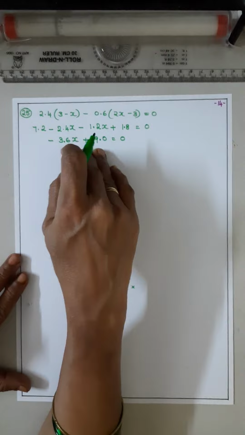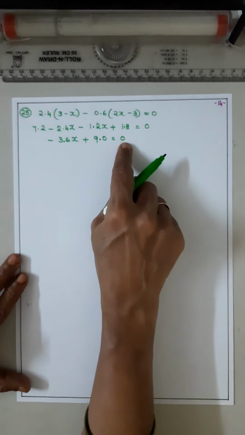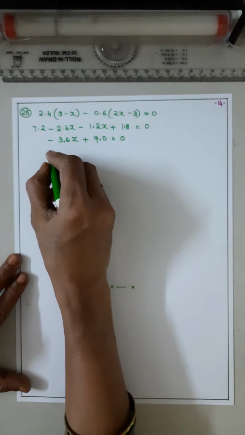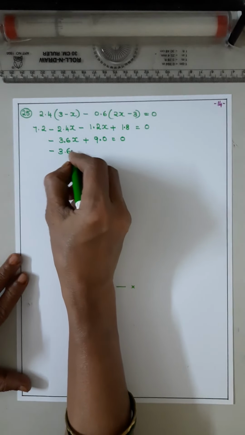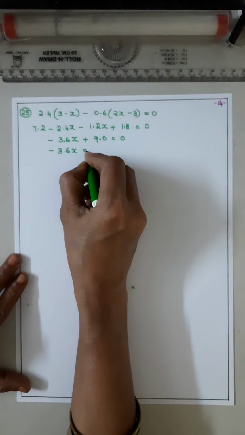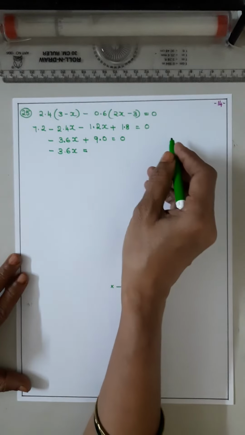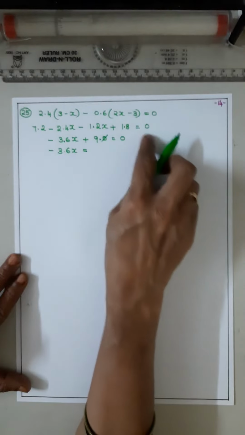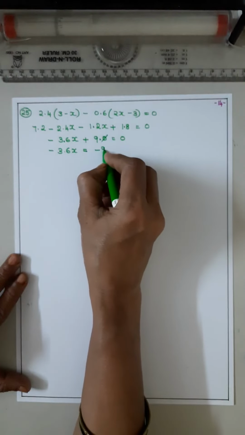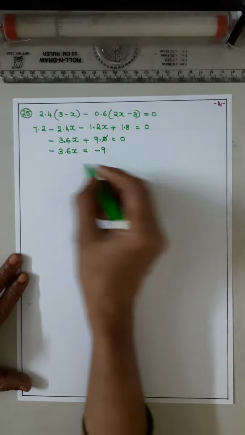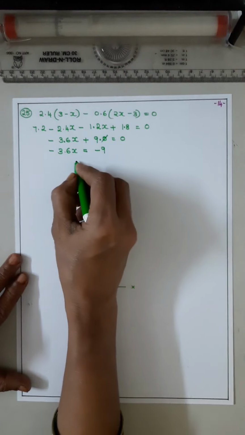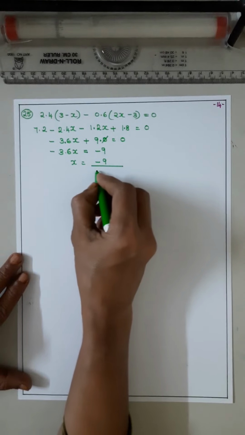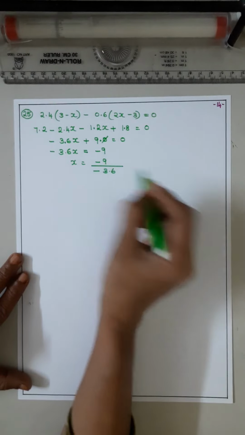Now take this number to that side. Whenever 0 is there, take the number to the other side. That is minus 3.6x is equal to this 9 to that side. Now 9 only will come, 0 will be cancelled. So this 9, when coming to this side, will become minus 9. Okay. Now x is equal to minus 9 upon minus 3.6.